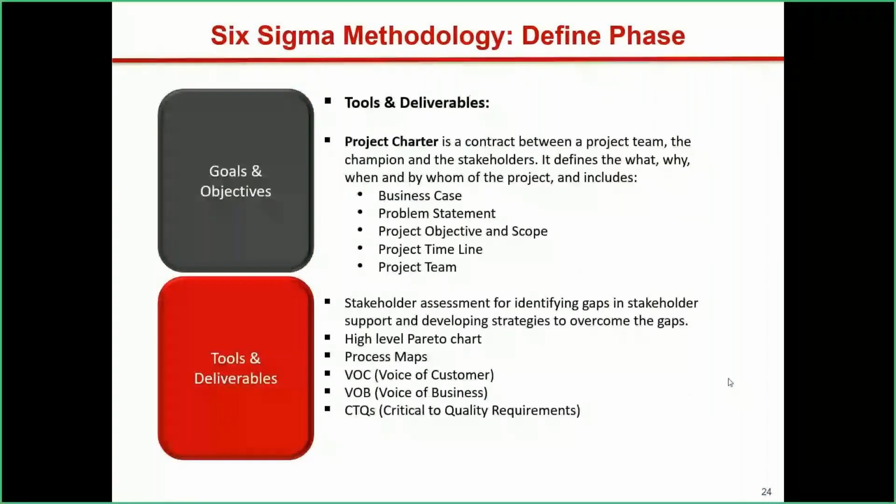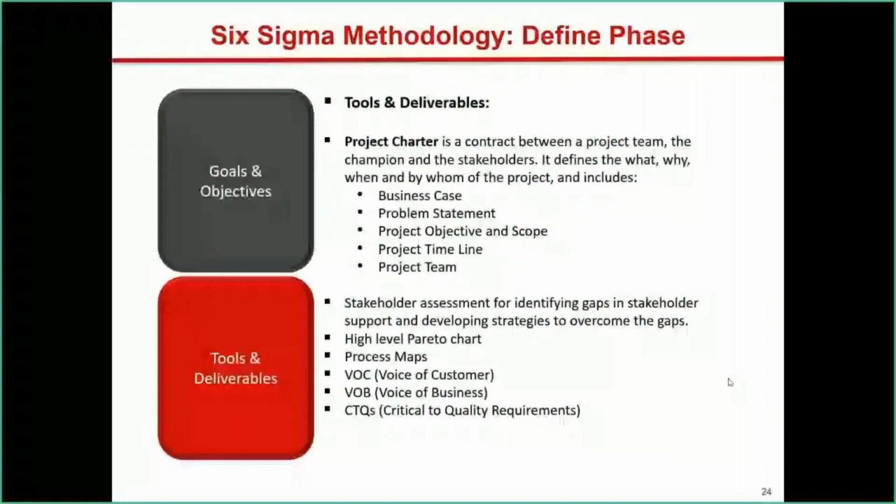Move on to tools and deliverables. Project charter. So project charter is a contract between a project team, the champion, and the stakeholders. So a project team would be someone like you and me. We will be part of the project. The champion would be either someone who is a process expert, or he might be head of department. Stakeholders will be anyone and everyone who is impacted by that project. So it might be the top management, middle management.